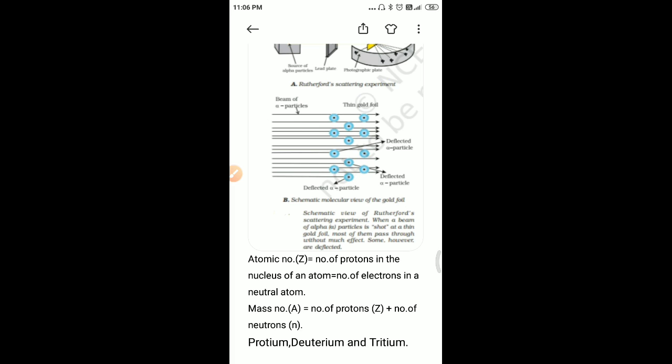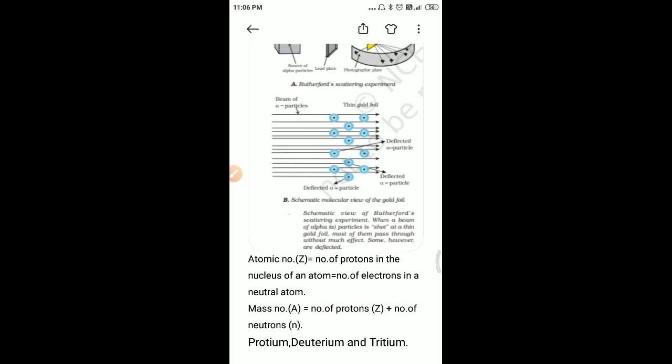Number of neutrons, how to find out? You have to subtract A minus Z. A is the atomic mass number and Z is the atomic number. So here A is 80 and Z is 35. 80 minus 35 is equal to 45. So the total number of neutrons is 45 and the total number of protons is 35. The total number of neutrons is 45 and the total number of electrons is 35.